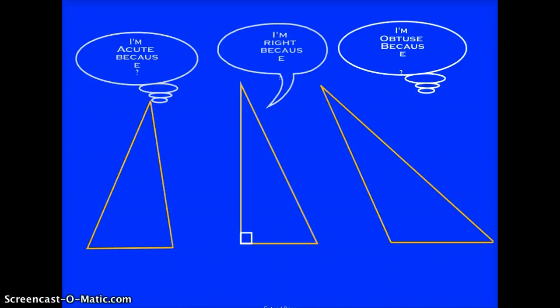All right, today we're learning how to classify triangles. Here goes the triangle song. Get your rock and roll voices together and let's... All right, we'll come back to that song later.